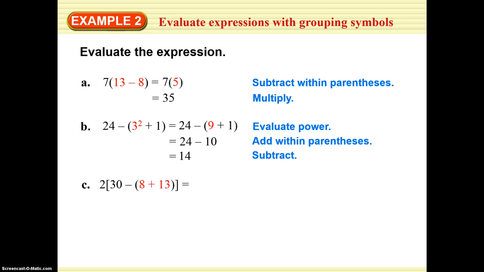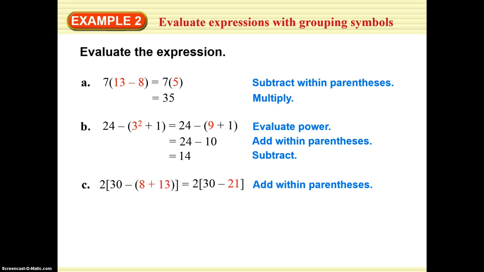In this third example, we have 2 times the bracket 30 minus 8, the grouping symbol 8 plus 13. So you want to work with the grouping symbols working inside out. So you're going to add the 8 plus 13 first. 8 plus 13 is 21.